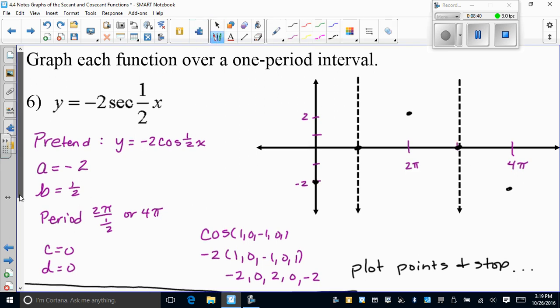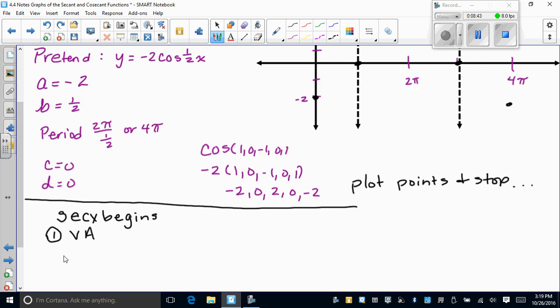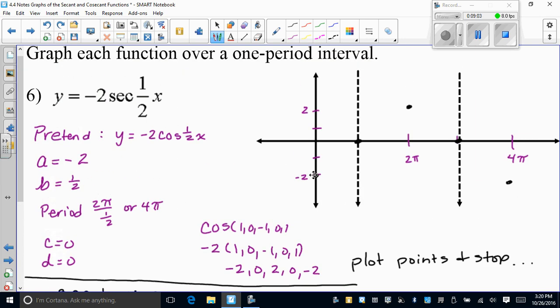The second thing I would tell you to do is draw a U at the max, and an upside down U at the min. So this is a min, so I'm going to draw an upside down U. This is a max, so I'm going to draw a U. And this is a min, so upside down U. One thing left, step 3.